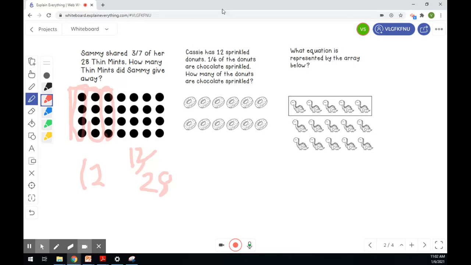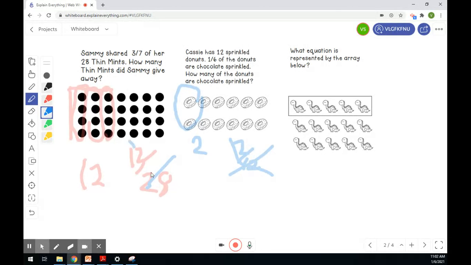Here's another example. I have 12 sprinkles, so I have 12 objects. My array has 6 columns, and I'm only going to use 1 out of the 6 columns. So I'm actually going to circle the 1 out of the 6. So how many donuts are chocolate sprinkled? 2. Not 2 12ths. We don't want to do this.